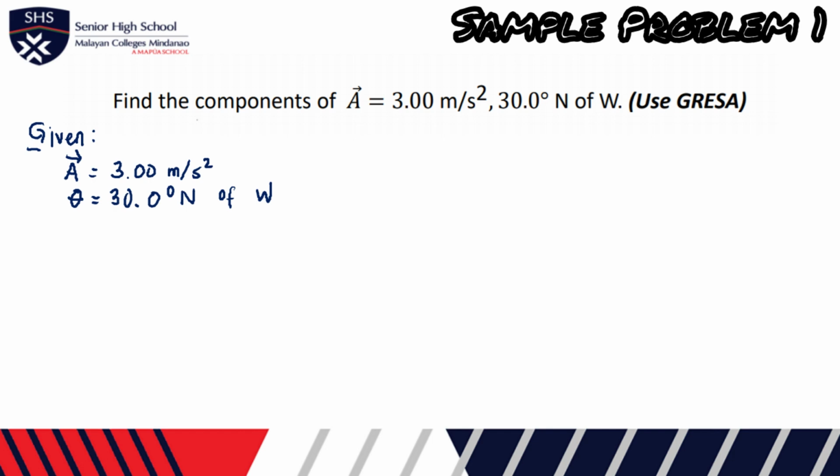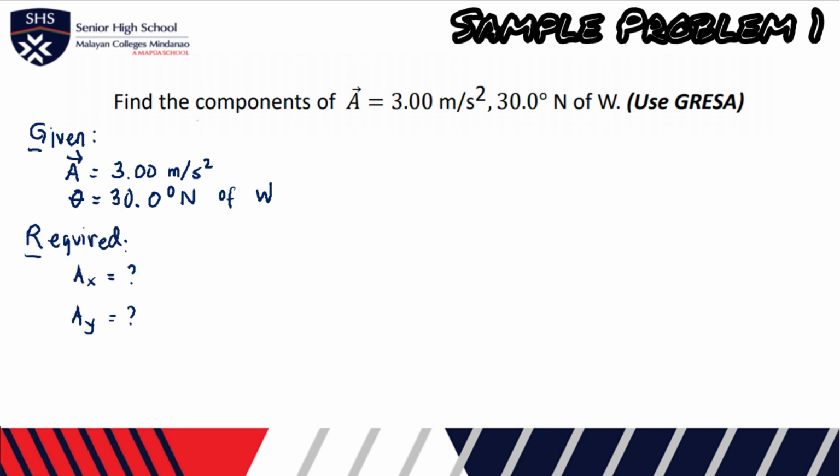We have here the given. The vector A is equivalent to 3.00 meters per second squared, and the theta, or the angle, is equivalent to 30.0 degrees north of west. We have now the given. Now let us move on to R, or the required. As I have mentioned earlier, we need to get the components of vector A. And when we say components, it pertains to A sub x and A sub y, or the x and y axis components of our vector A.